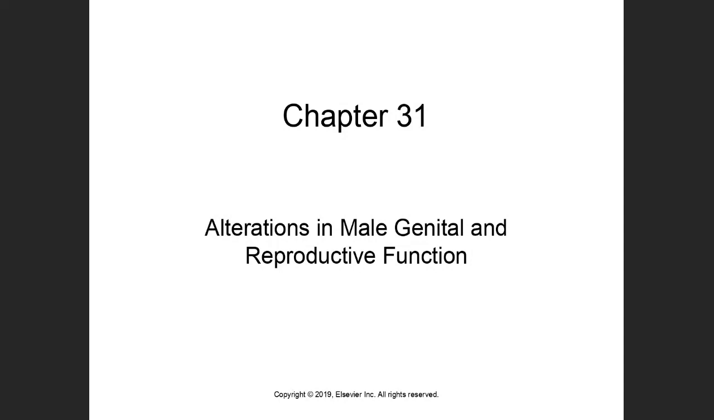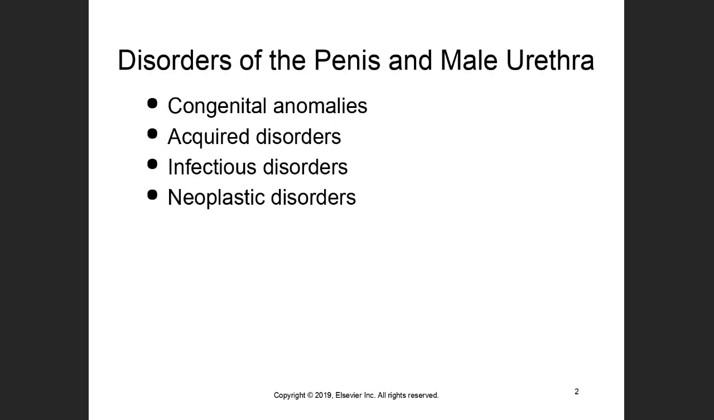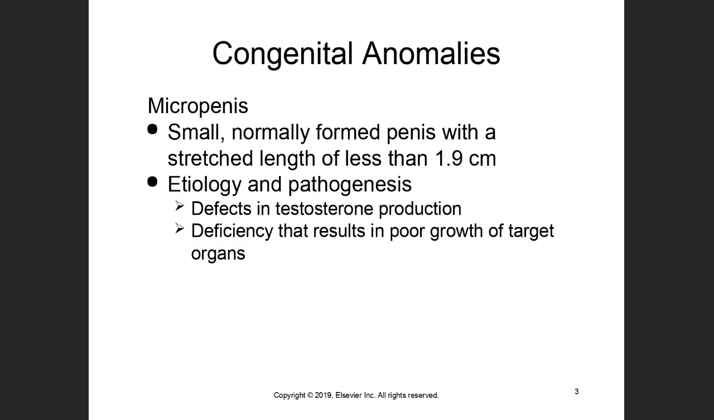31 is male genitalia and reproductive function. Okay, disorders of the penis and the male urethra could be congenital, which means that you are born with a defect, acquired infection, or neoplasia. Micropenis is when the penis is small, less than 1.5 centimeters.